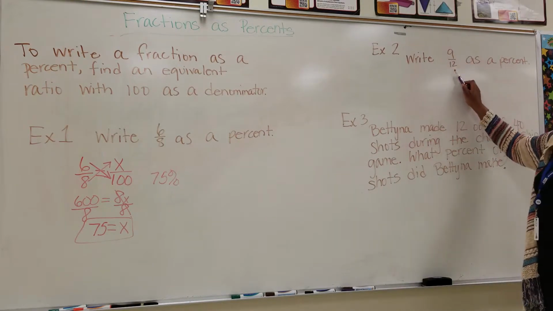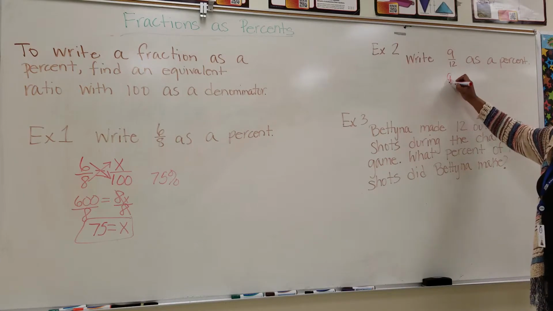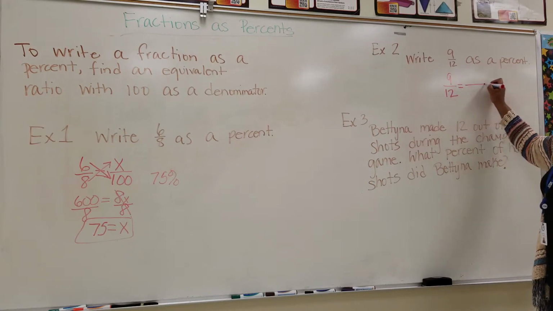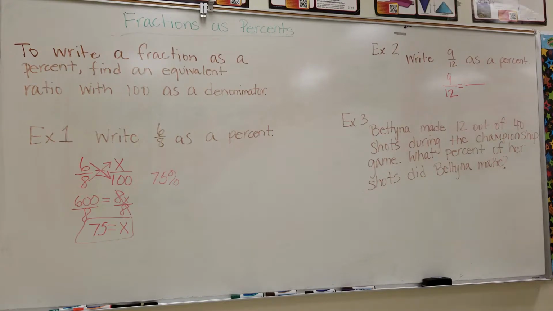So we already have our ratio, which is 9/12. And we have to write an equivalent ratio with 100 as the denominator. So 100 will be here, because this is our denominator. And so now we want to find the percent, which will go here, and we'll represent the unknown with X. From here, we cross multiply. 12 times X gives us 12X. 9 times 100 will give us 900.